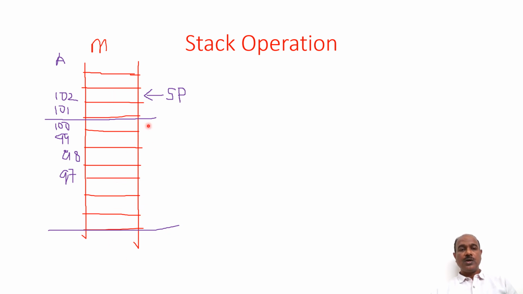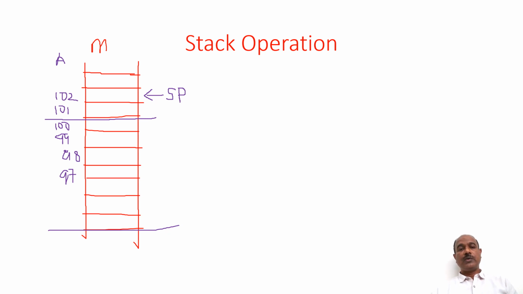Now what I want here is to use, starting from location 100 onwards, all this part as the stack memory. For doing that, I should initialize my stack pointer first. I have initialized my stack pointer to the starting address 102. Not to 100, but to 102. So let us see how the stack can be used.